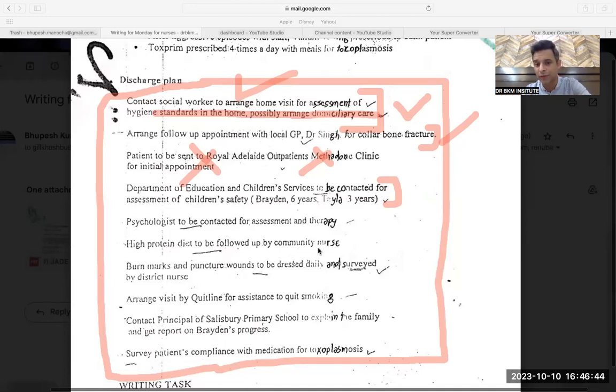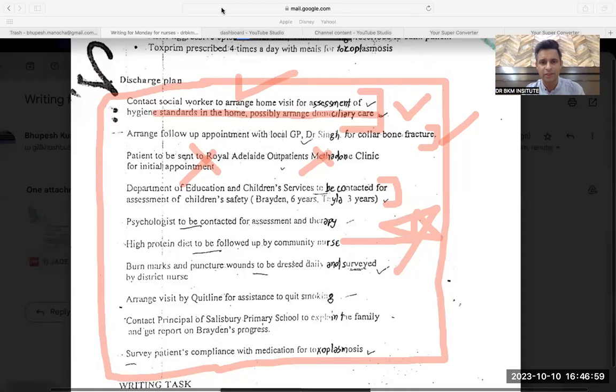High protein diet to be followed by the community nurse. So this becomes a very important point, as it specifically mentions the community nurse. This is also very important. Burn marks and puncture wounds to be dressed and surveyed. So these are important points. So that is coming up. So our letter is almost over. And then arrange visit by the quit line for the assistance to quit smoking, because she's a smoker as well.